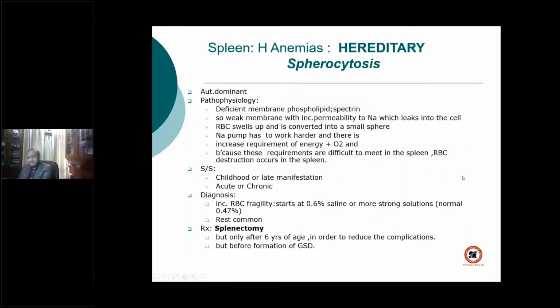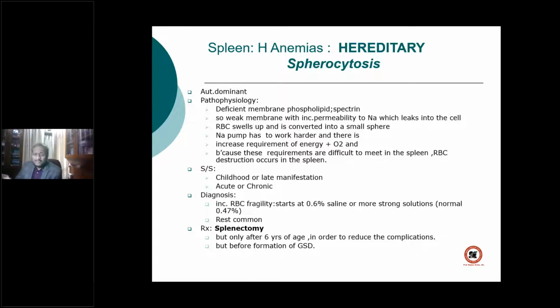And what is wrong in spherocytosis is wrong in the membrane. So what is wrong in the membrane? There is a deficient membrane protein, that is spectrin. So the membrane becomes weak, increasingly permeable to sodium. The sodium potassium pump is not enough to push the sodium out. So what happens? The RBC swells up, and the energy is not available to the sodium pump.